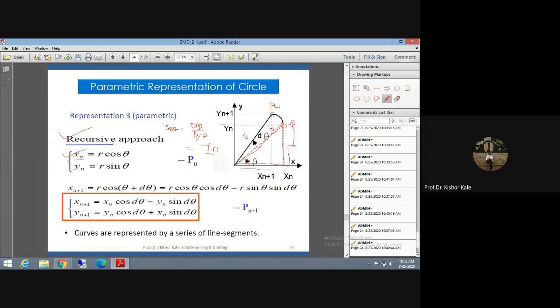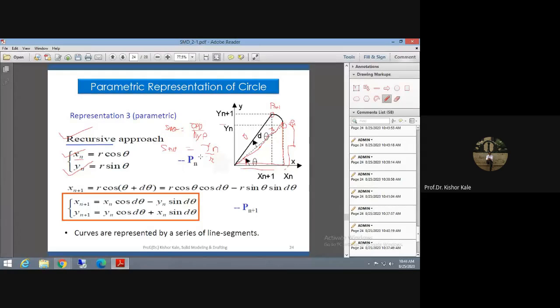So opposite is yn, and the hypotenuse is r, that is the radius of the circle. So yn will be equal to r into sine theta. So we can write yn equals r sine theta. The same thing is written here. You understood this one? Yes, sir. Okay.